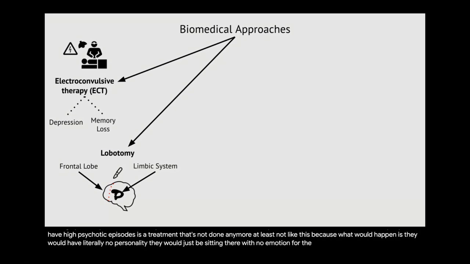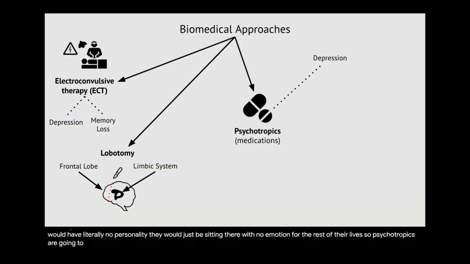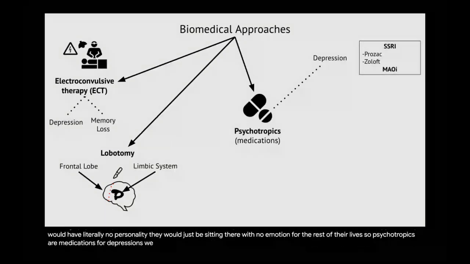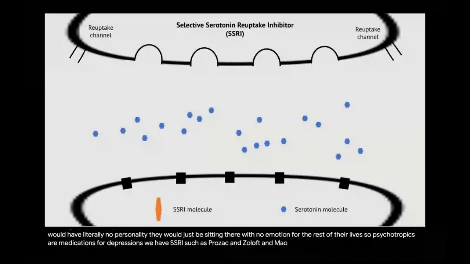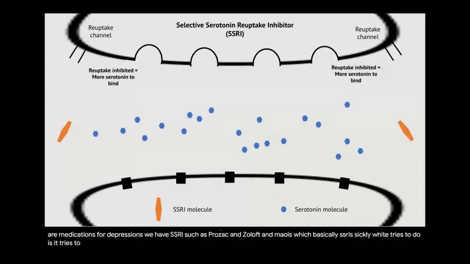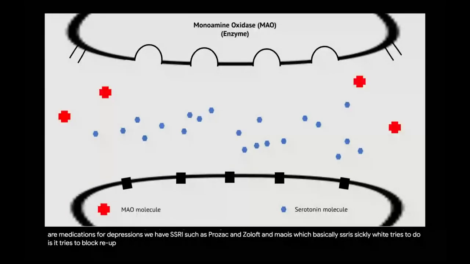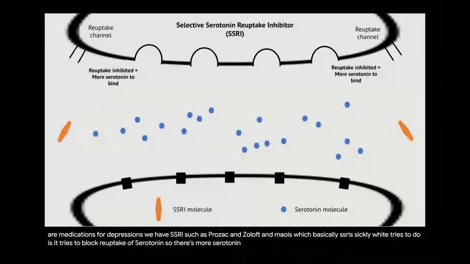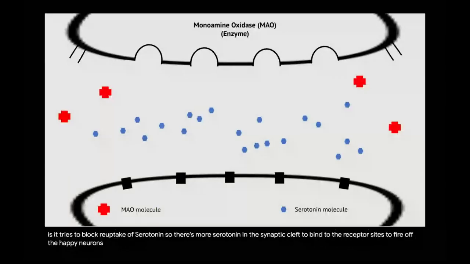So psychotropics are medications. For depression, we have SSRIs such as Prozac and Zoloft, and MAOIs. SSRIs, selective serotonin reuptake inhibitors, basically try to block reuptake of serotonin, so there's more serotonin in the synaptic cleft to bind to the receptor sites to fire off the happy neurons.